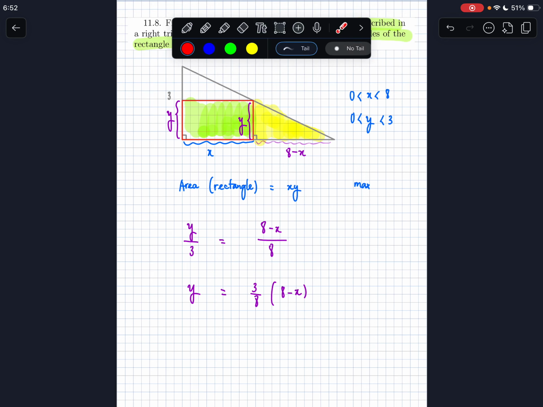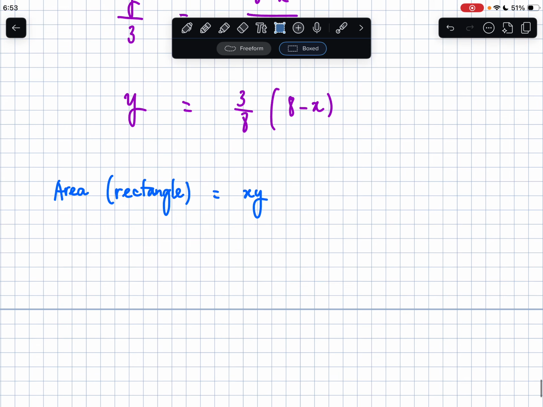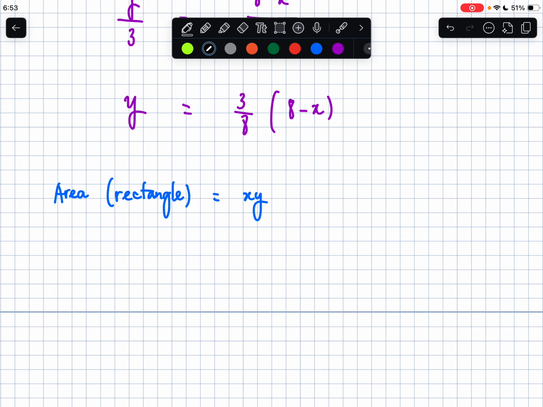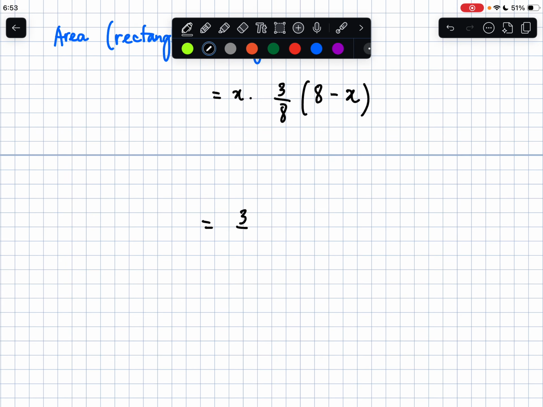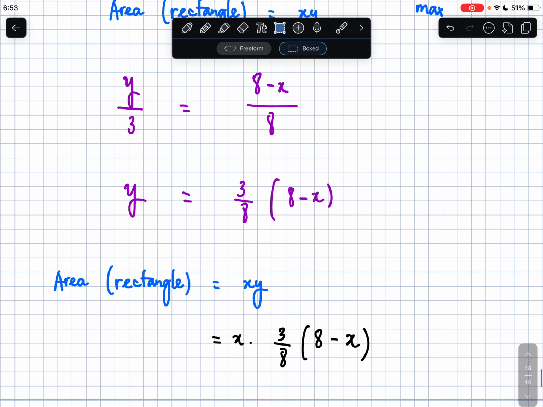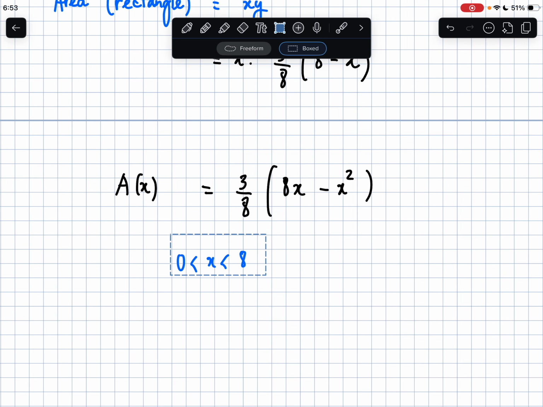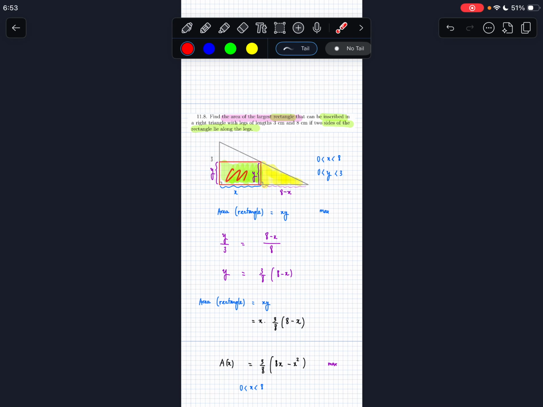The area will now become x times y, which is x times 3 over 8 times (8 minus x). So we have 3 over 8 times (8x minus x squared). This is the area function in the variable x, between 0 and 8. So now we have the function and the domain, and we can compute the maximum. I want to maximize the area.